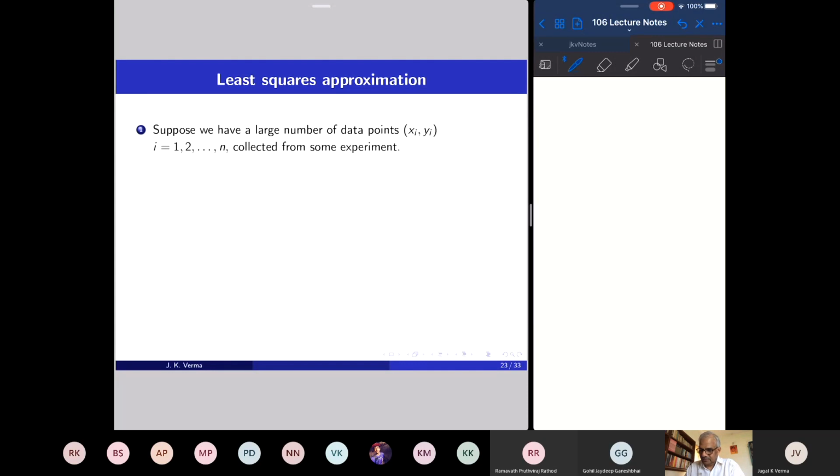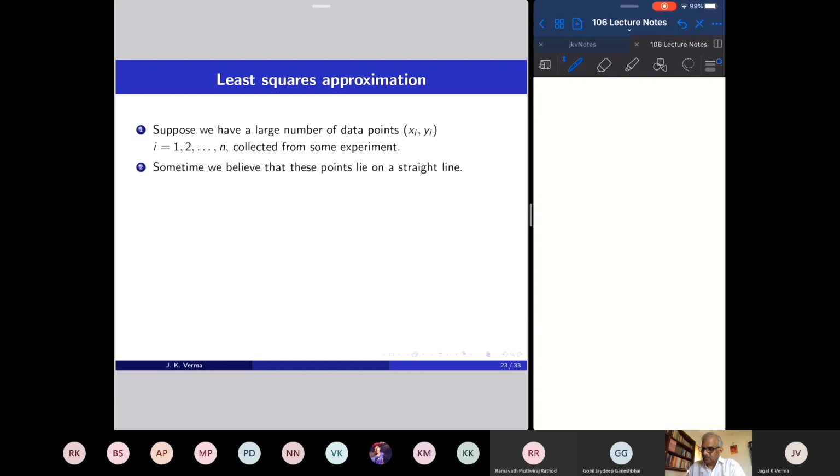The graph could be a straight line, or it could be an exponential curve, like you have seen for the number of COVID patients, where the graphs seem to be exponential. But in many experiments, the data points lie on a straight line. And the problem is to find the best straight line which fits the data.